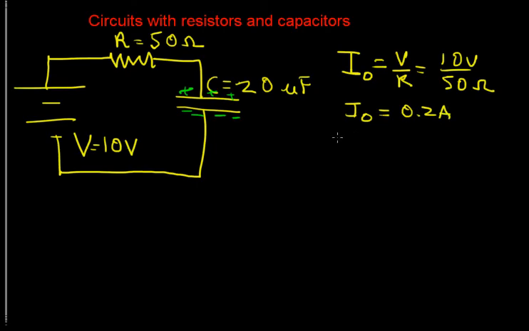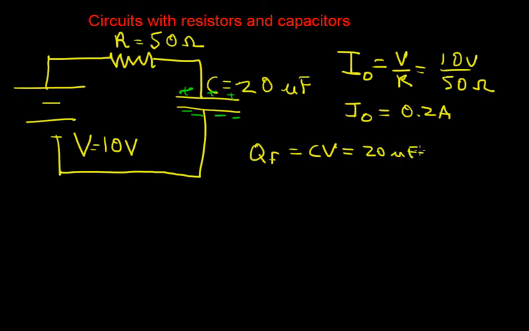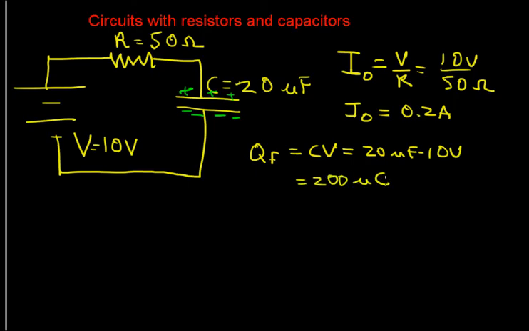So this is a question that I might put on a test, right? I could ask, what's the final charge on the capacitor? That's when it's fully charged, and that's just equal to the capacitance times the voltage, and that's just 20 microfarads times 10 volts, which is 200 microcoulombs, or 2 times 10 to the minus 4 coulombs, right? That would be my Q final.